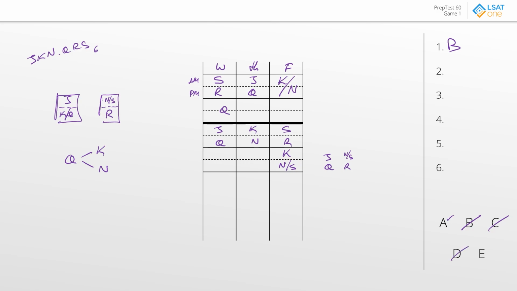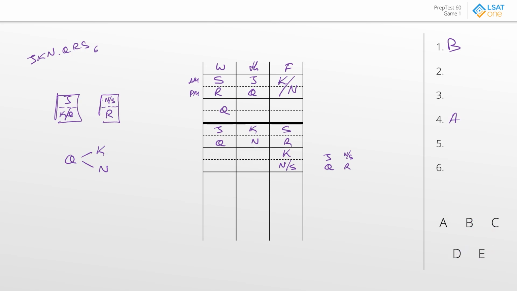Answer choice E, S is on a Wednesday afternoon. And no, this is similar to B, in fact, because S would either go on Friday afternoon with K, or alternatively, it would go in the morning with R, but there's no possibility for it to be on Wednesday and in the afternoon. So the best answer to question number 4 is A.